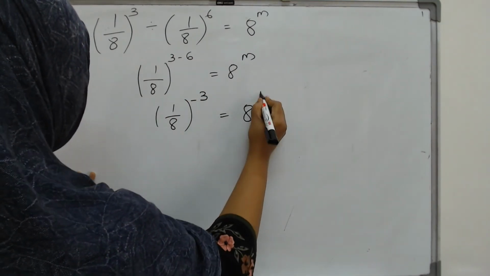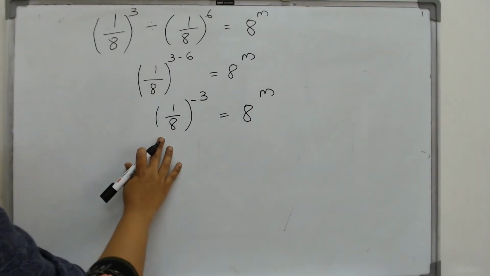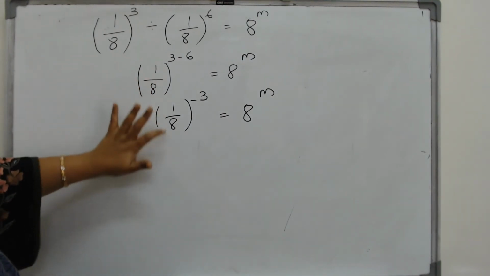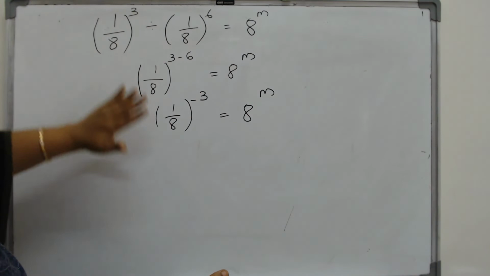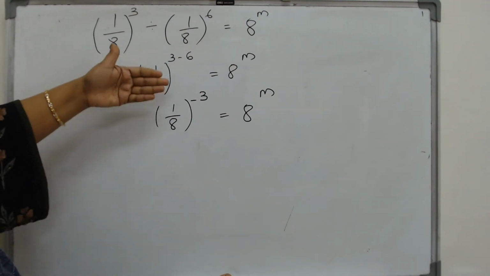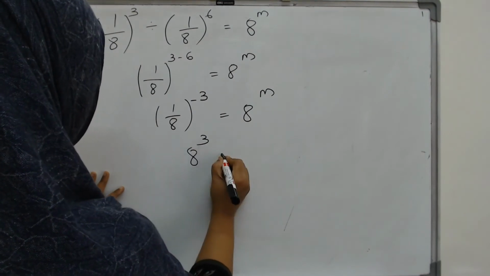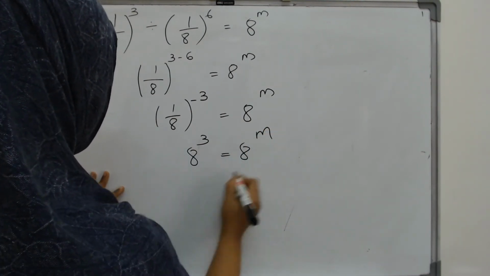There. See, you have different bases. How do you make this the same base? All you have to do is take its reciprocal. But then when you take its reciprocal, the sign of the exponent changes. What does that mean?